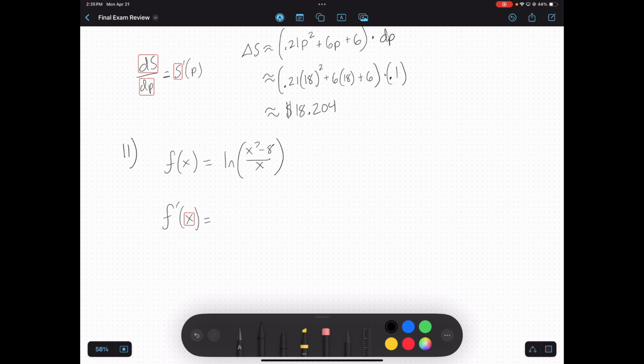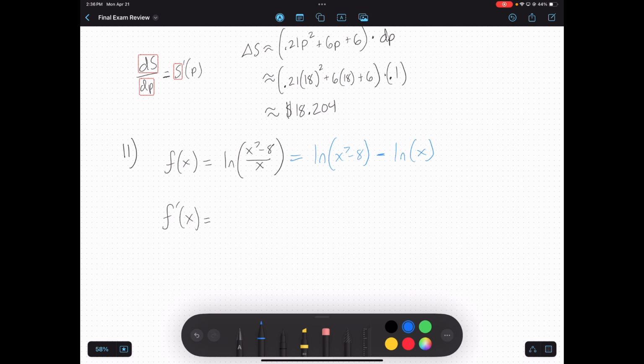So if I have a log, remember natural log counts as a logarithm. If I have the natural log of two functions being divided, what am I allowed to do? Subtract them. Use separate logs. Subtract, split it up into two separate logarithms that are subtracted. So I can rewrite this as the natural log of x to the 7th minus 8 minus the natural log of x. Now, if I take the derivative now, it no longer requires quotient rule, which is nice. I don't have to worry about quotient rule. Still need a chain rule for that first one.